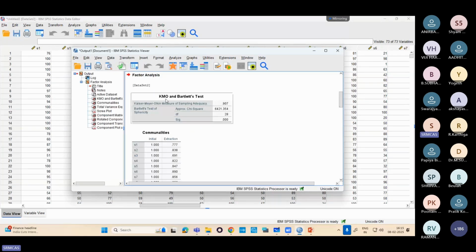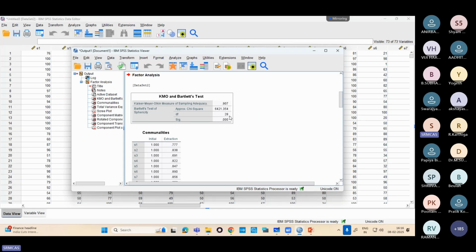So this first table shows the KMO and Bartlett test. Here, by looking at this value, 0.9. We have seen that if this value is more than 0.7, all the variables are appropriate for the analysis. Here we are getting 0.9. So that means that all the variables in the model are good for the factor analysis.